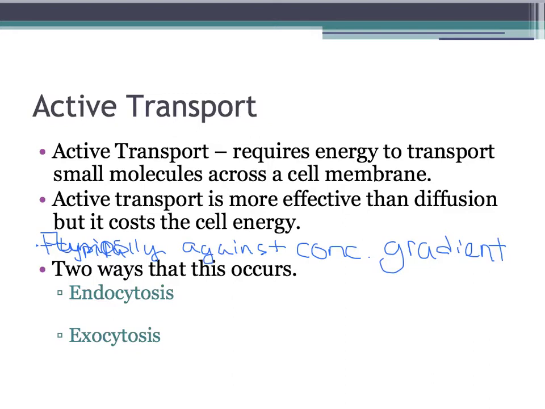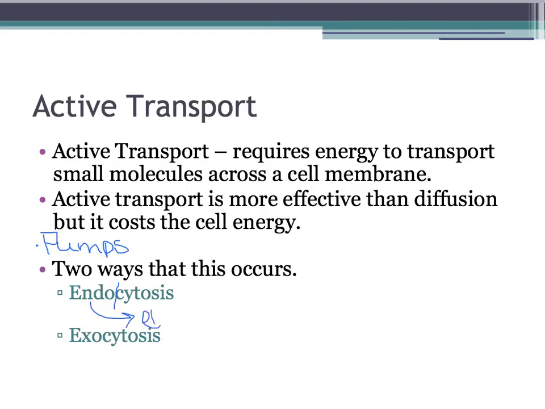The two ways that, for this chapter, we're really going to look at are endocytosis and exocytosis. When you think of endo, think of entering. And exocytosis is going to be exit. So we're going to focus on how things get into the cell and how things exit the cell.